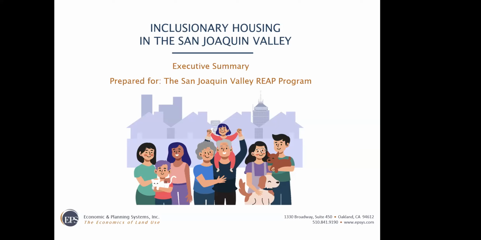Well, good afternoon. I'm really pleased to be with you today. We're super excited to share with all of you what we've learned as we explored the potential for inclusionary housing in the San Joaquin Valley. As Michael said, my name is Ashley Kanat. I'm a principal with Economic and Planning Systems. We've got offices across California in Los Angeles, Oakland, Sacramento, and also an office in Denver.